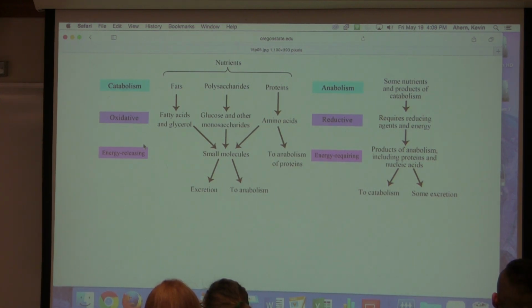At any given time, we have catabolism and anabolism going on in our body. Okay? Our body is continually doing both processes, and managing that takes a considerable amount of effort, as we will see, within a cell.